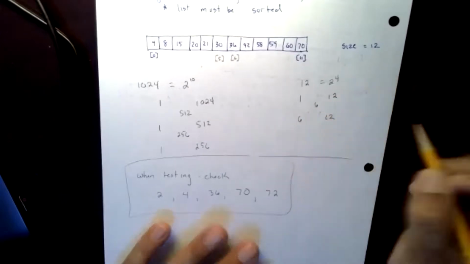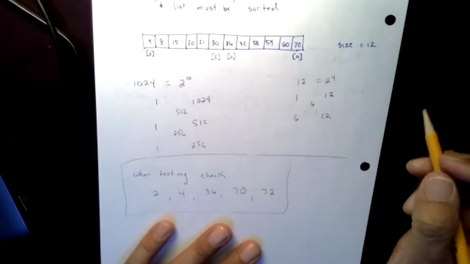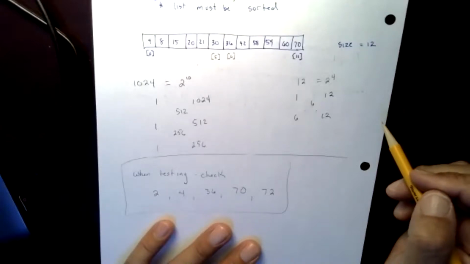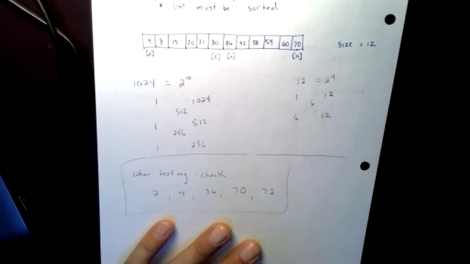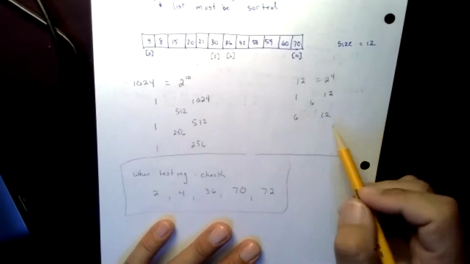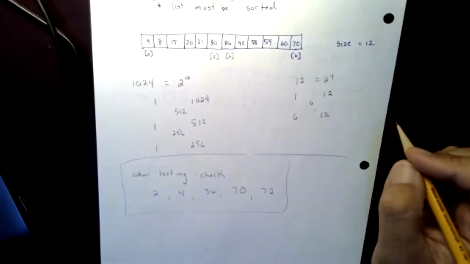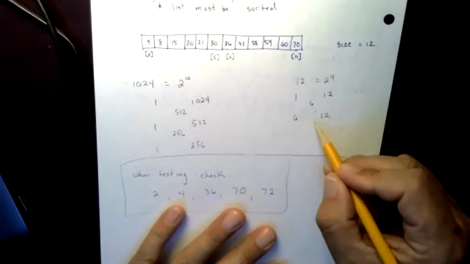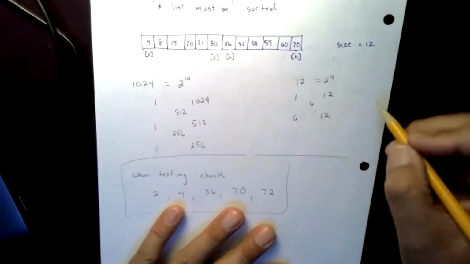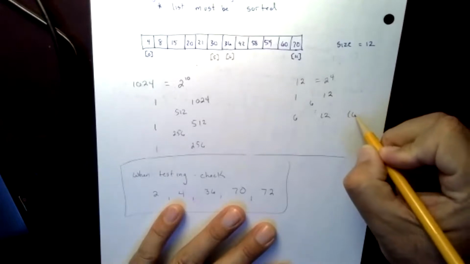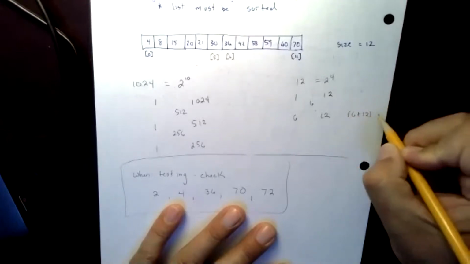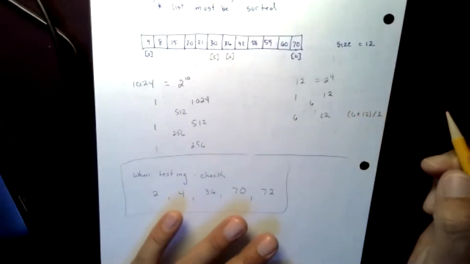How do I get my next guess? What would the next one be? 9. How'd you get 9? It's in between 12 and 6. Algebraically, how did you get 9? You add 6 and 12 and then divide by 2. 6 plus 12, integer division 2.